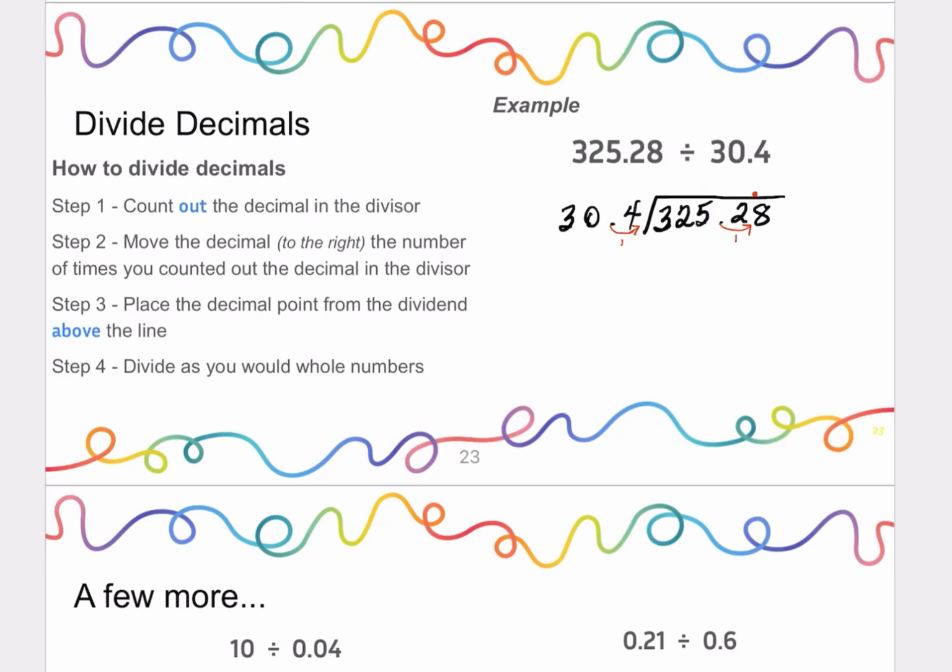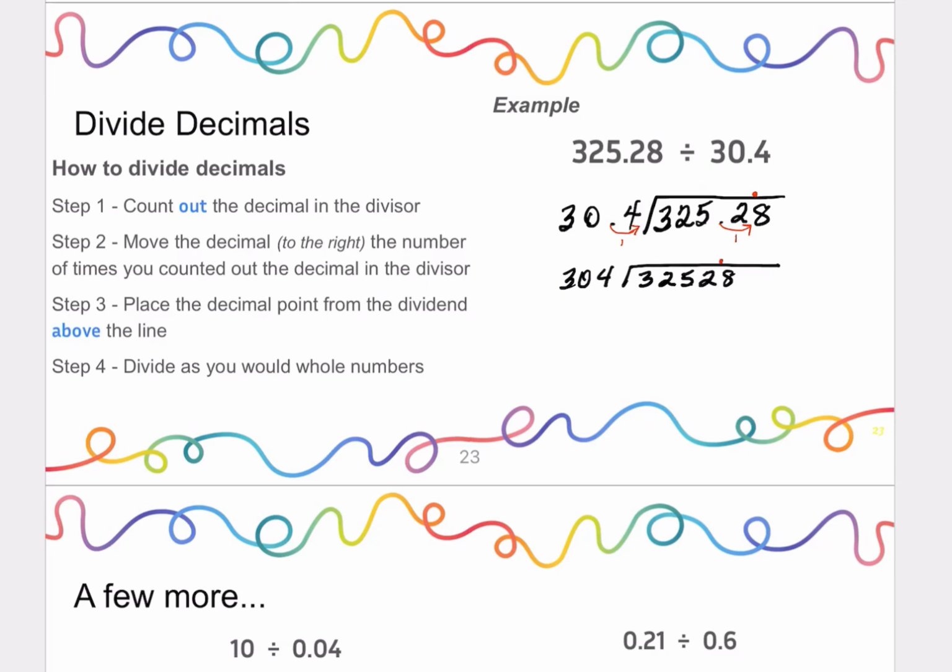So what this problem actually says now is 304 dividing into 3,252.8. But remember, we leave that decimal point on top, not on the inside. So as we're working through it, can we take 304 away from 3? No, we can't. Can we take it from 32? No, we can't. But we can take it from 325.